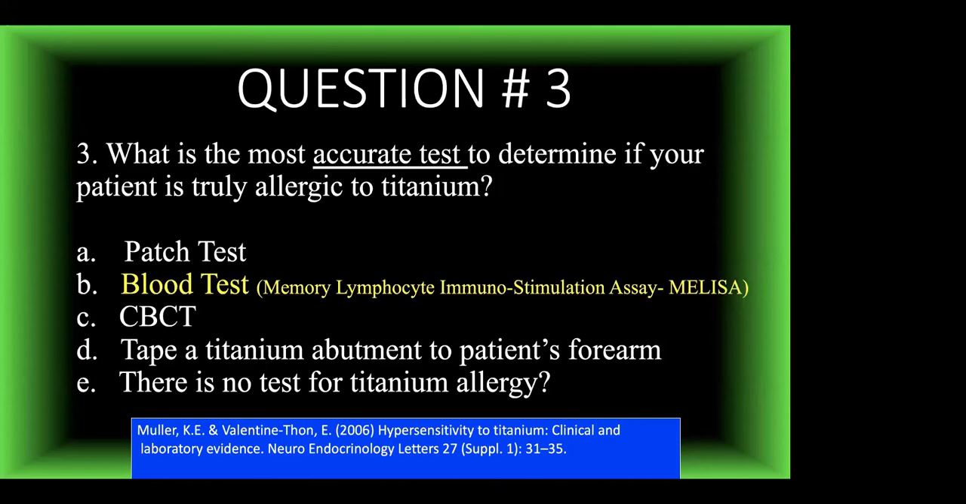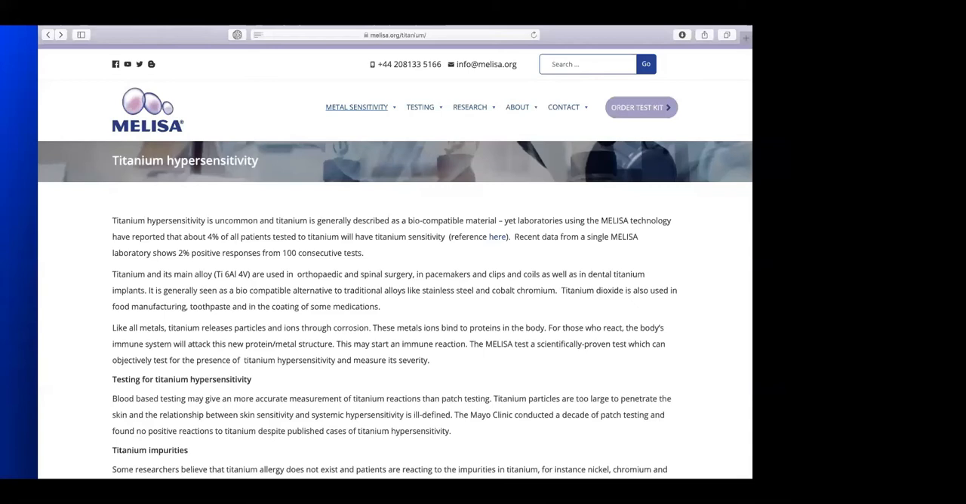True patch tests where they take titanium and apply it to areas of the body have been shown to not be accurate. It gives a lot of false results. The actual blood test that the allergist or the dermatologist usually will call for is the Melissa test. And the Melissa test is for titanium hypersensitivity.